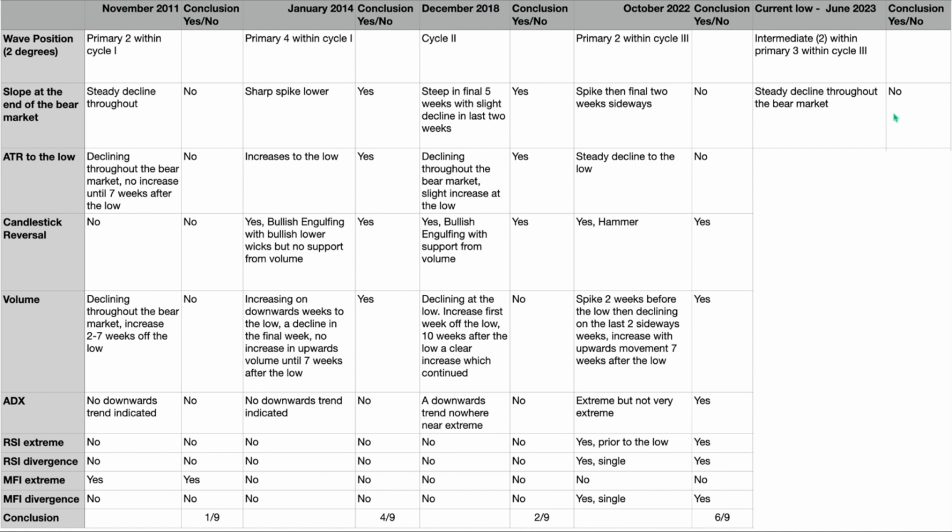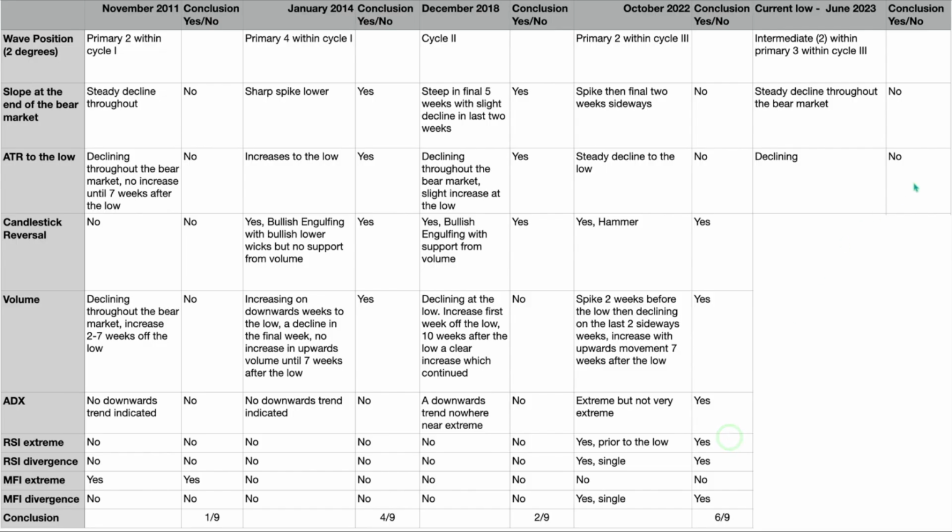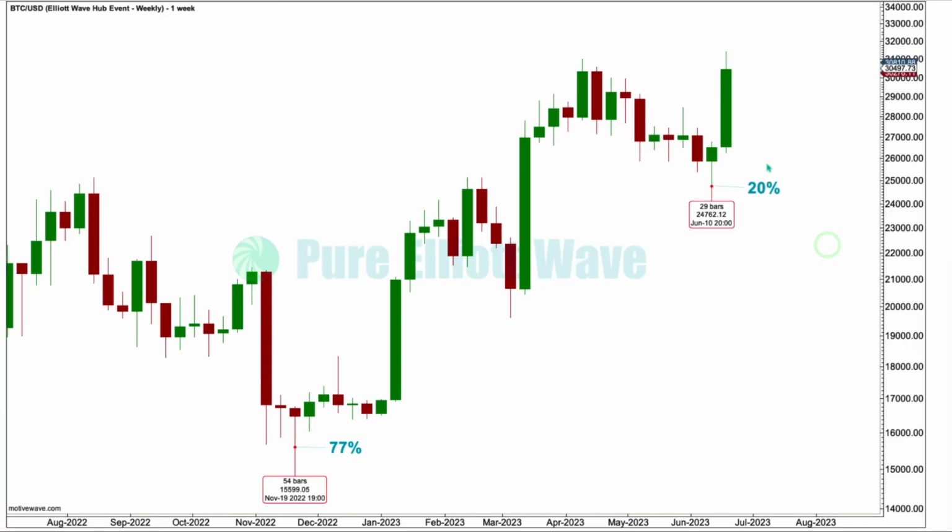So no, a steady decline in slope throughout this short little bear market, or pullback, whatever you want to call it. Probably should technically call it a pullback. ATR showing a decline throughout. No increase, no change to alert us that anything changed at the low. Candlestick reversal pattern, massive. This is a strong bullish candlestick. These three together, a morning star, not ideal.